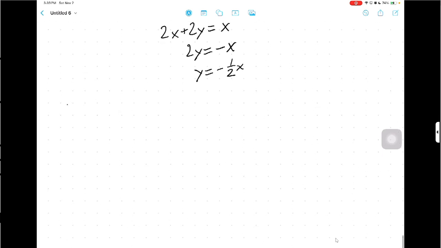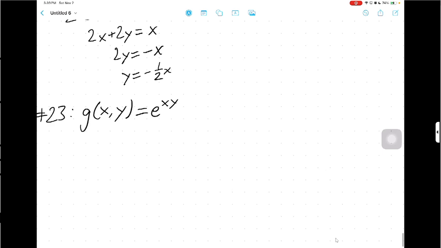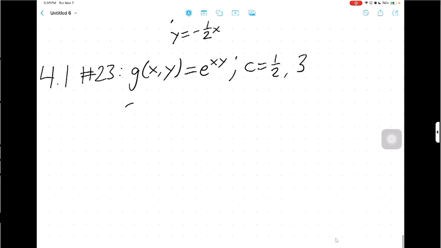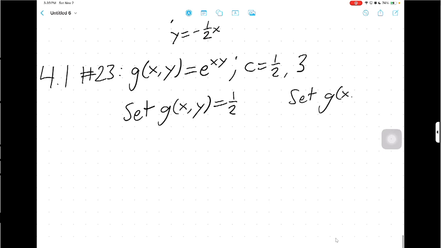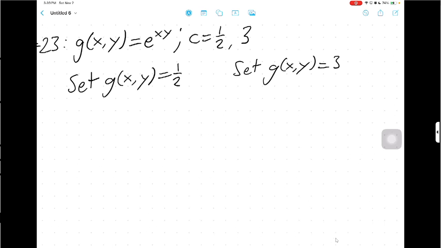Number 23 is the final one for this section. G of xy is equal to e to the xy, and we're given c is equal to 1/2 and 3. Set g of xy equal to 1/2. Set g of xy equal to 3. So we have 1/2 is equal to e to the xy, and 3 is equal to e to the xy over here.